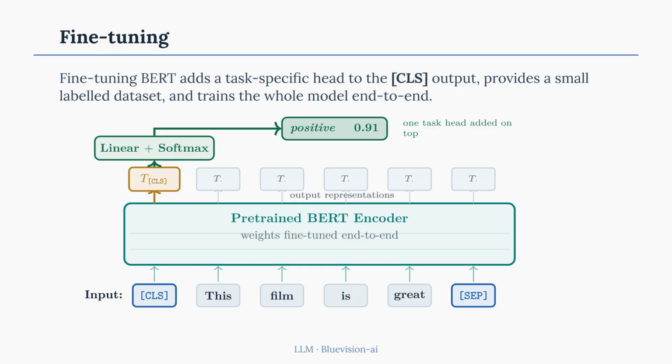The point is the division of labor. The encoder's pre-trained weights already know grammar and syntax, so the head only has to learn the final mapping from a sentence vector to two labels. That's why a few thousand examples is enough.